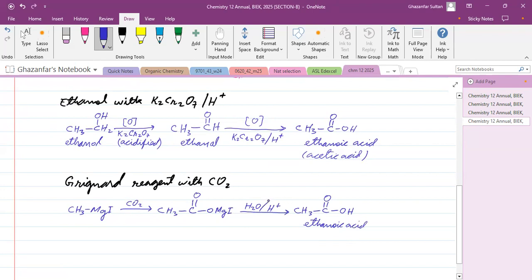And water is enough here. Don't make it acidic. So water forms, hydrogen of the water goes to the oxygen atom, and it becomes ethanoic acid while it forms magnesium hydroxyiodide. So in this way, we have made ethanoic acid.